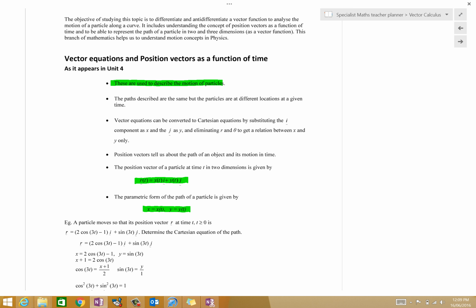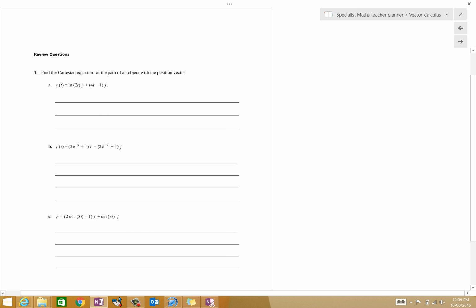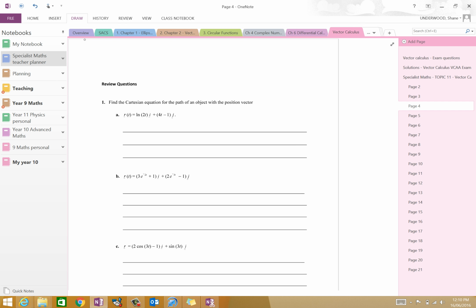For example, there's an example given here, but I'm going to get you guys to turn to the next page and have a look at some Cartesian equations for a path. Remember we've got a Cartesian equation. What's the parameter in both of these? We've got r of t is equal to natural log of 2t i plus 4t minus 1 j. So what's the parameter in this case? It could be theta, but generally speaking, for most vector calculus, we're talking about time. In chapter 1, the parameter could be theta. Now we're going to go through and do some of these.